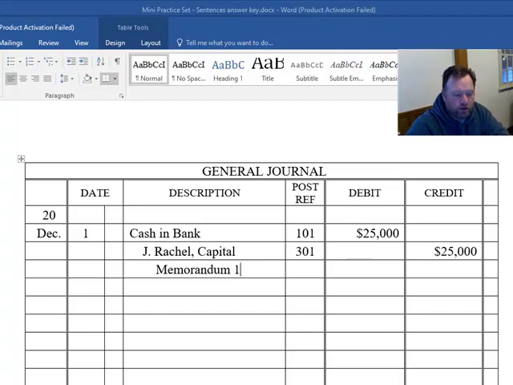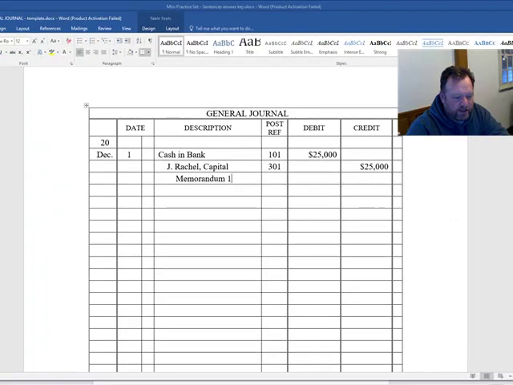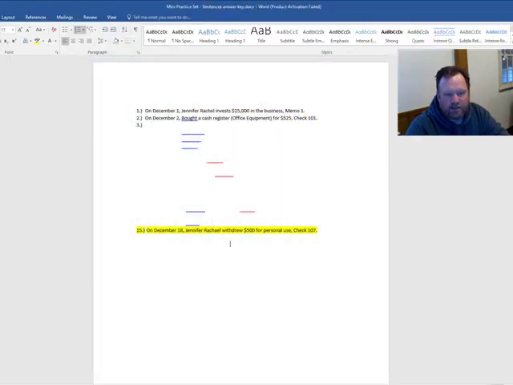As I mentioned, I'm going to do 2 of those for you. So let's scroll back really quickly and take a look at our second sentence. It indicates that on December the 2nd, we bought a cash register. We classified that as office equipment, and the cash register cost $525, and we wrote check 101.